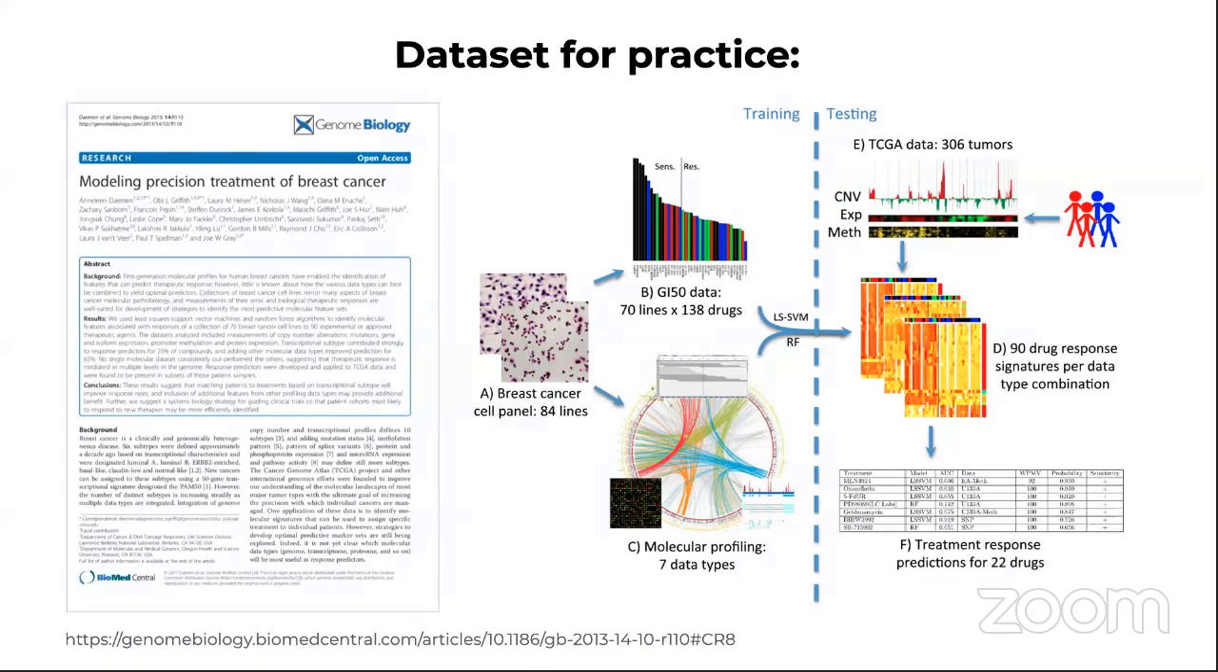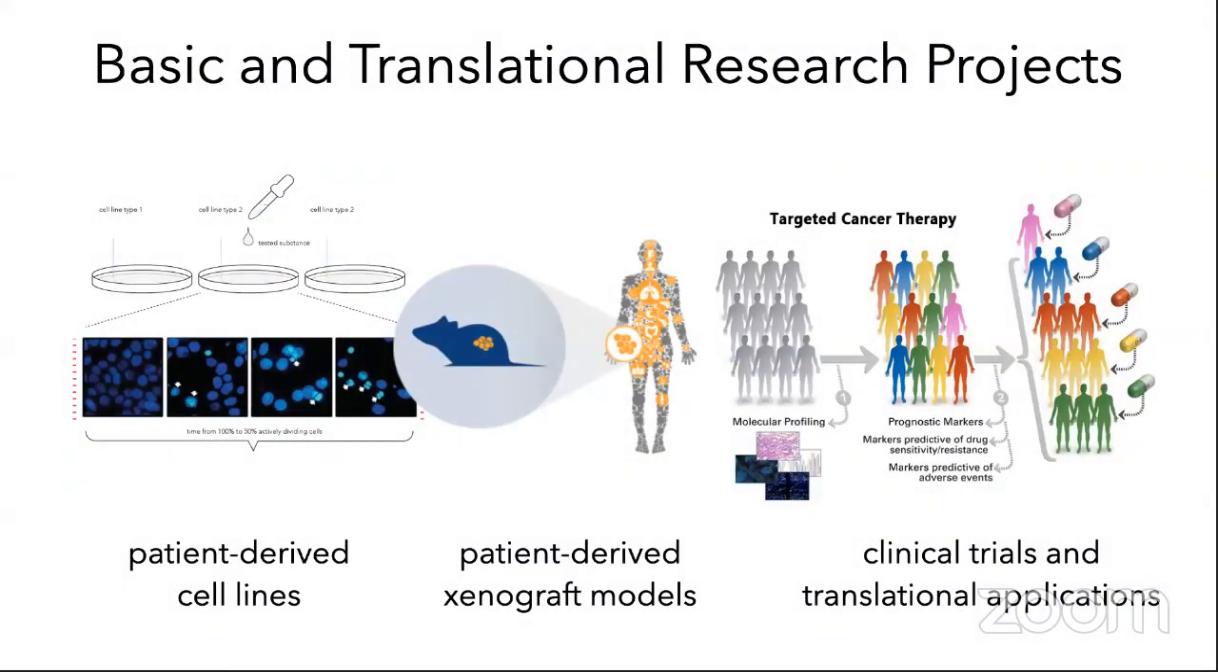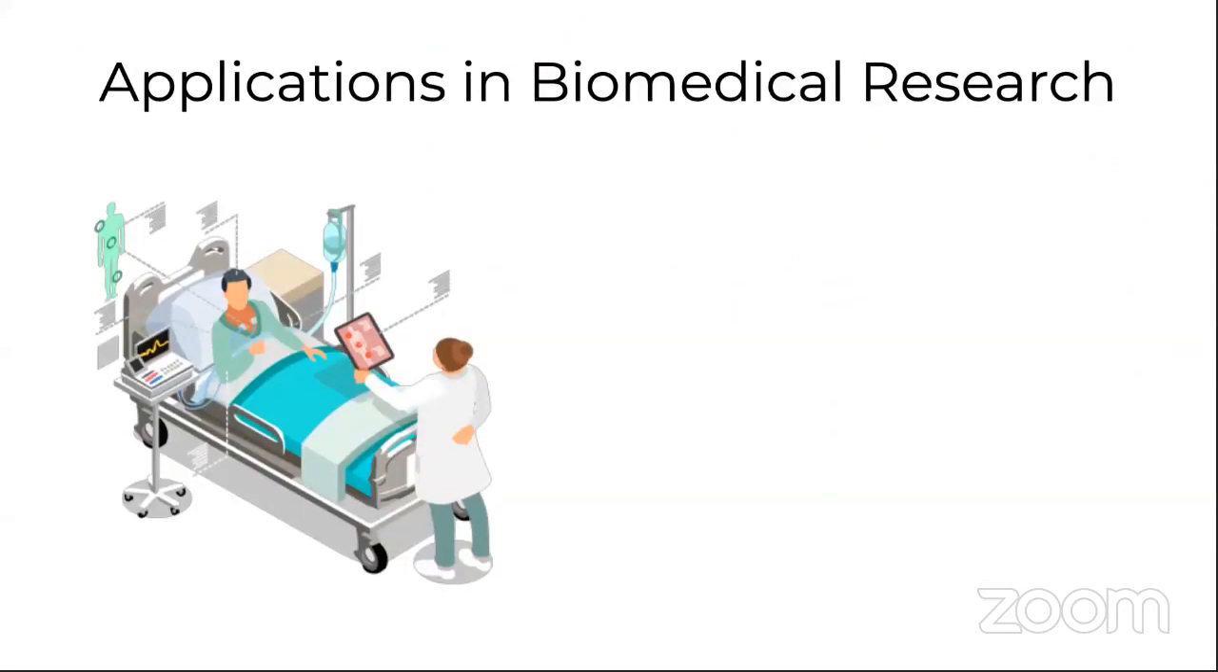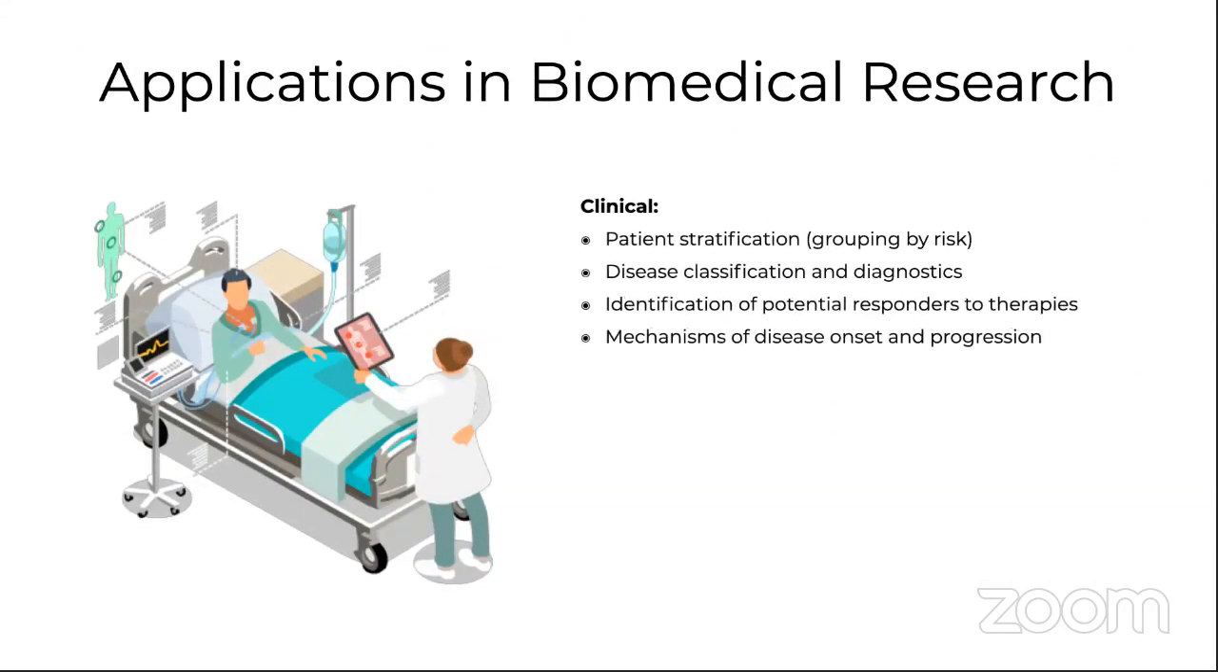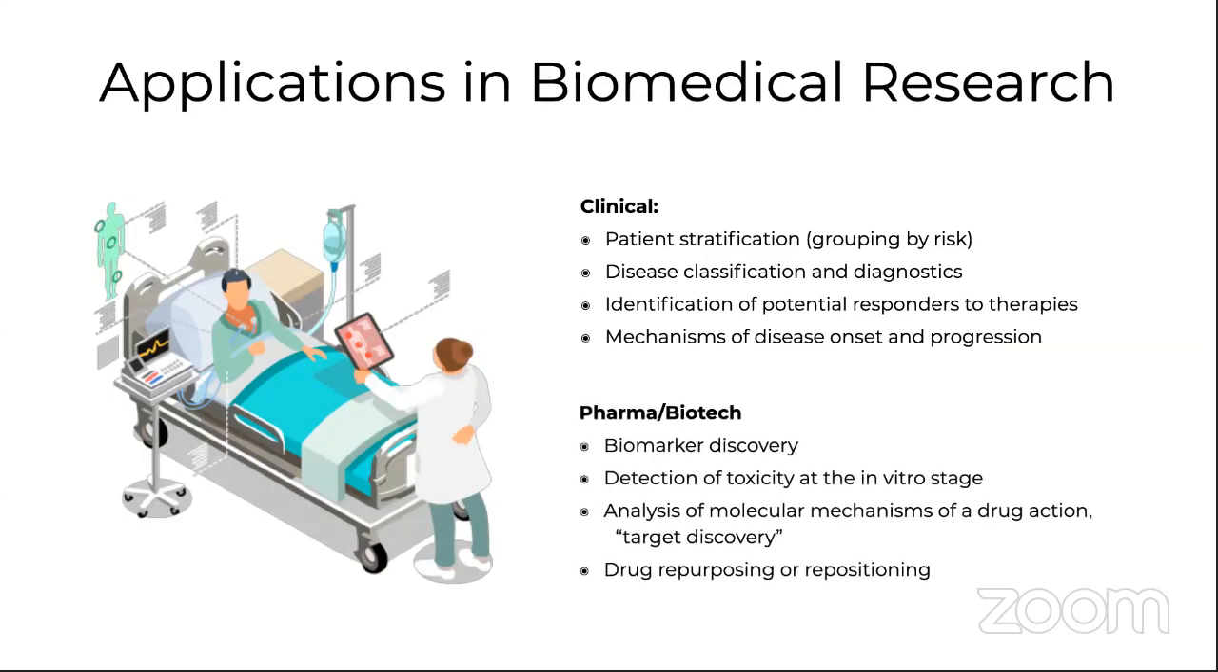So when we talk about that type of clinical problem or a pharmaceutical or biotechnology problem, we actually will explain how the different types of data sets and different types of applications differ as you go from basic research to translational research to actual application in the clinic. And so we'll talk about these different projects in terms of application for clinical, like patient stratification, disease diagnostics, mechanism of disease onset and progression, and also pharmaceutical and biotech challenges like biomarker discovery or target discovery, drug repurposing, and repositioning. So we'll talk about a lot of these applications as we go through the different examples that we have prepared.